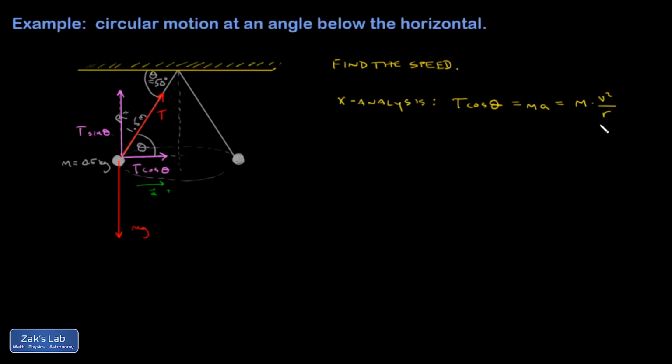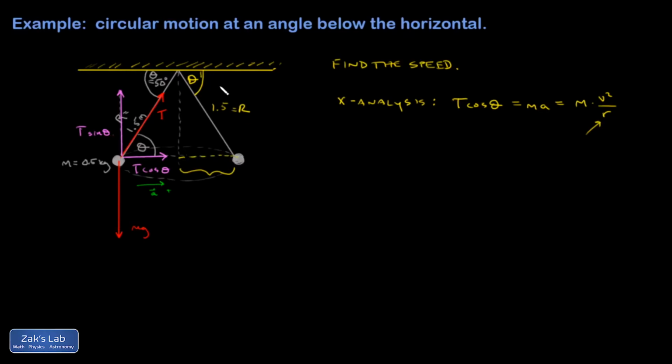But I want to point something out here. You have to be really careful about that r. I made it a little r instead of a big R because my radius of curvature here is not 1.5 meters. It's less than 1.5 meters. 1.5 meters is this hypotenuse. And this angle, I'll label as theta. So I have some work to do to figure out what the radius of curvature of this circle really is.